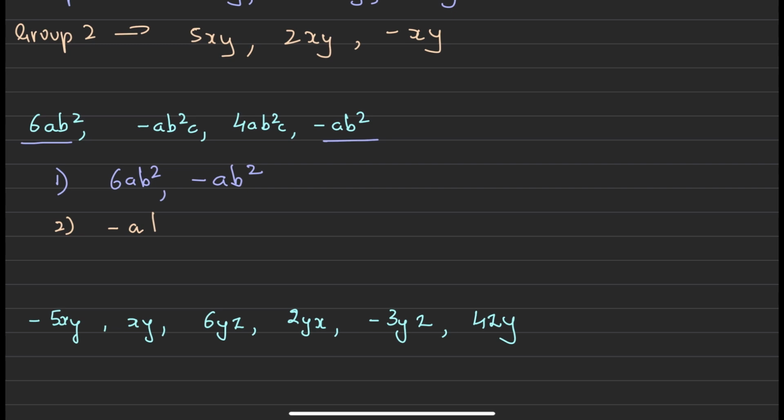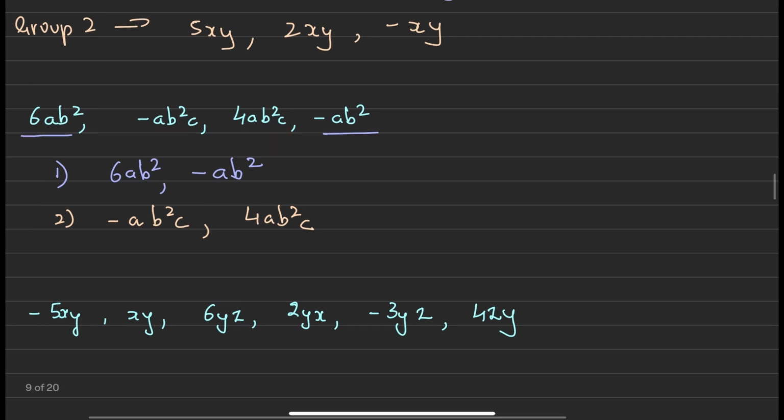Negative ab square c and 4ab square c. Mind you, the numerals don't matter. We just have to look at the variables. So if this doesn't have a number but this has 4, they are like terms because we are just going to look at the letters or the variables that follow the numbers.